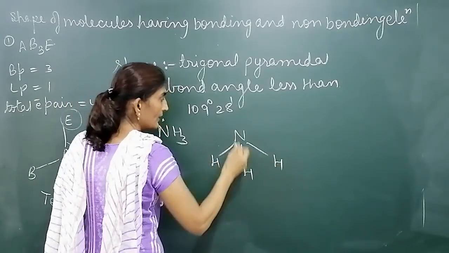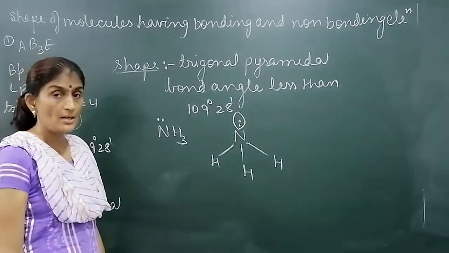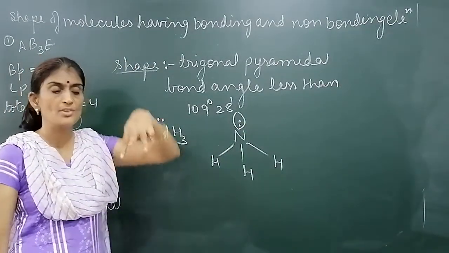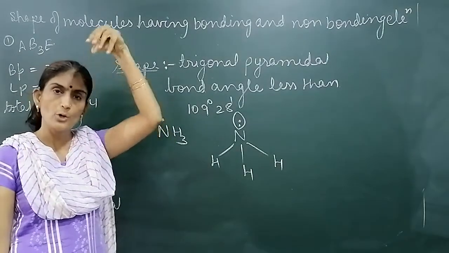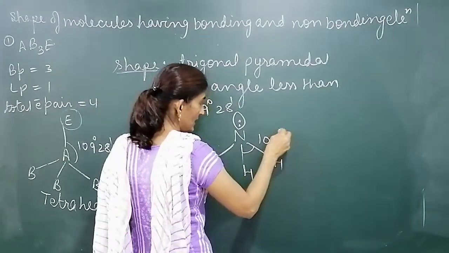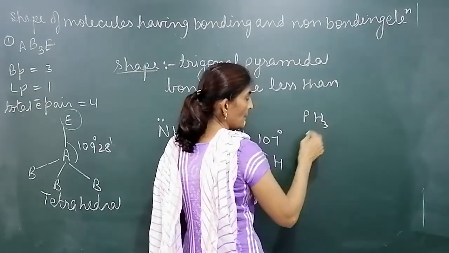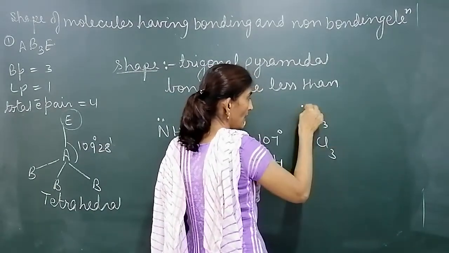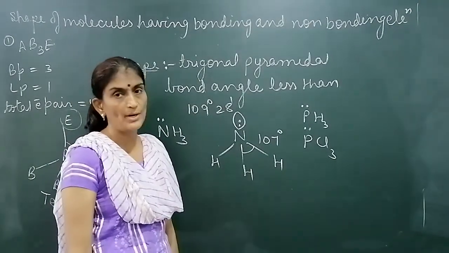This is lone pair of electron. What is the shape of ammonia? Pyramidal. 3 bond pair, 3 dimensional, and above, lone pair of electron. What is the bond angle? 107 in ammonia. Other examples are PH3, phosphine, PCl3. They all have 1 electron pair as a lone pair and 3 bond pair of electrons.